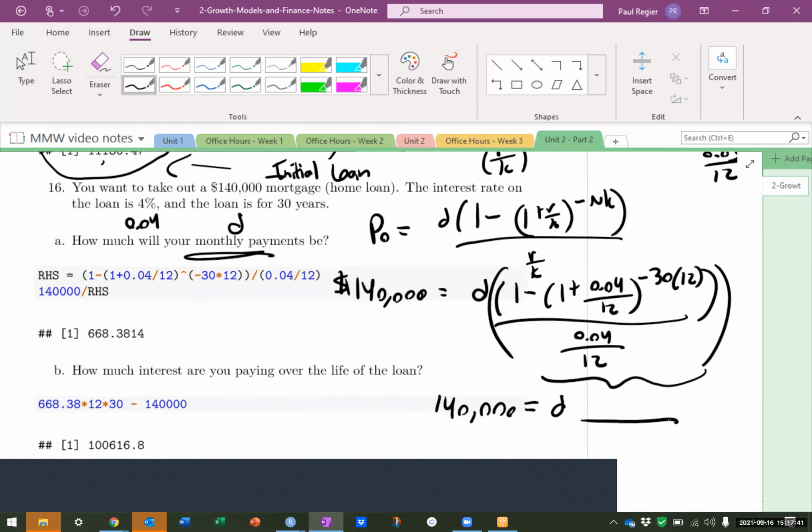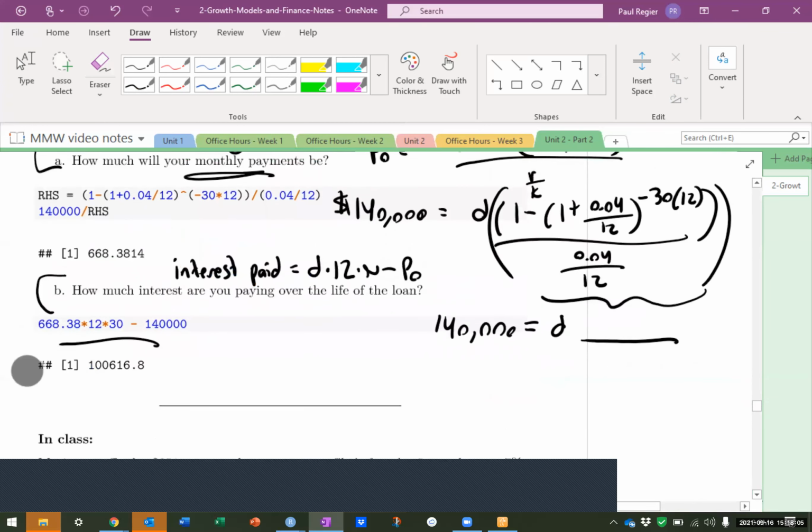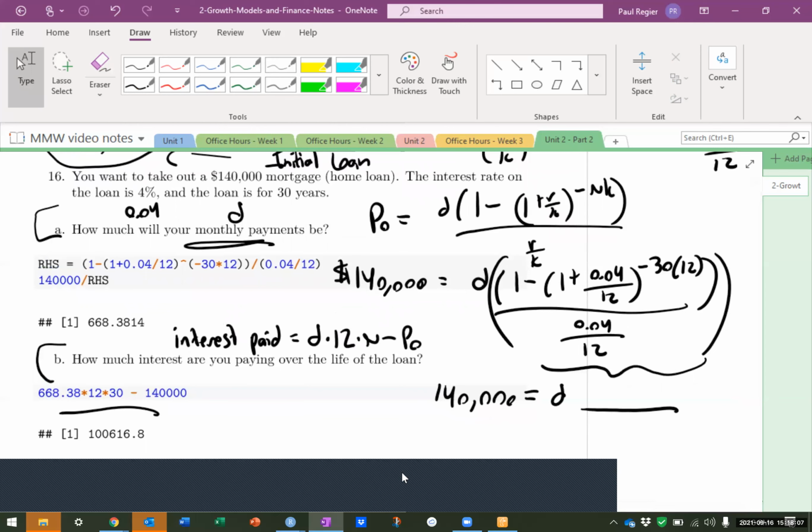And you'll also practice on the quiz finding how much interest you paid, which is the monthly payment times the number of months, so 12 months in a year times the number of years, minus the initial amount. So you can check your work there. All right, I will stop here and we will continue in class.